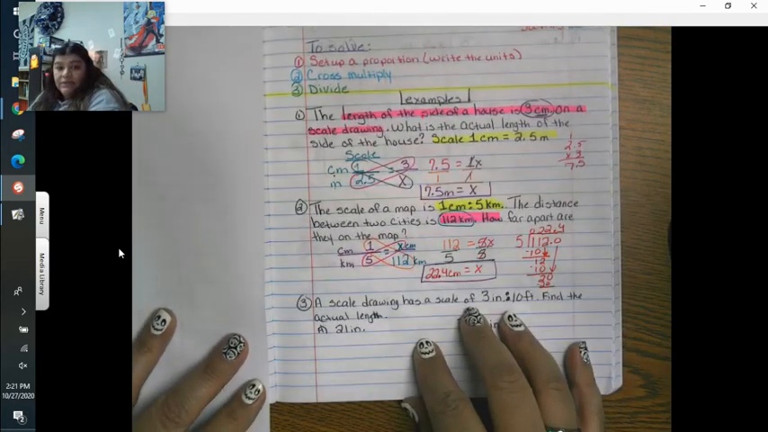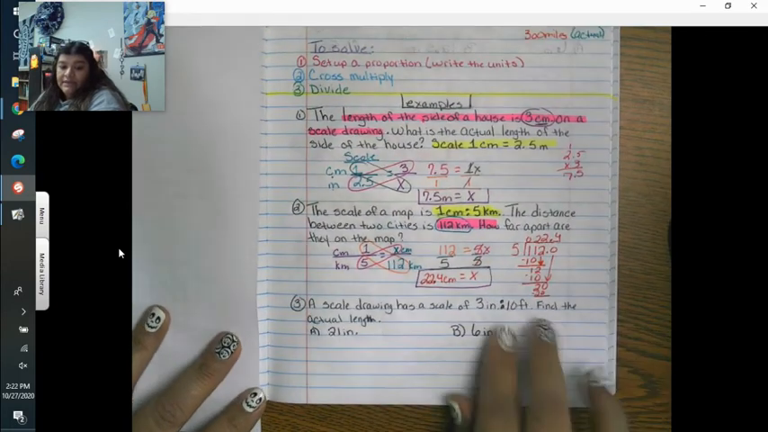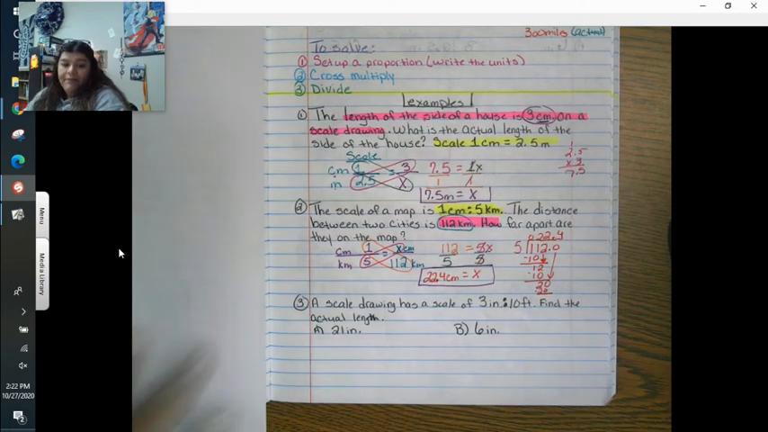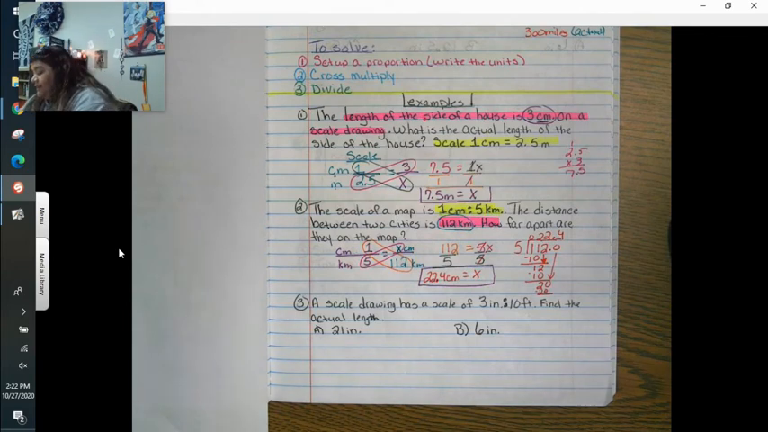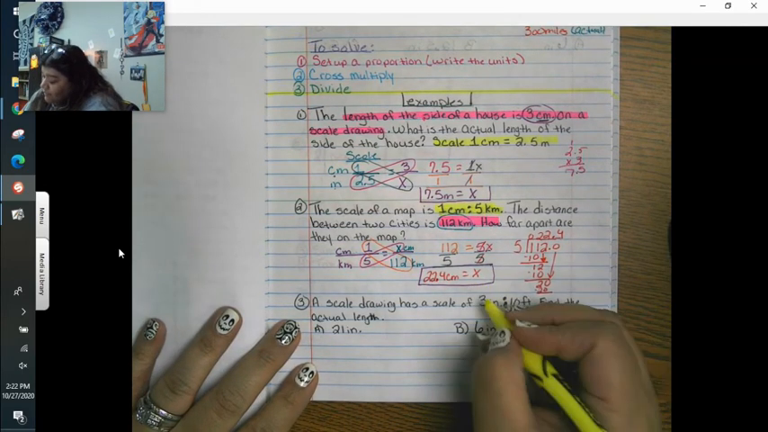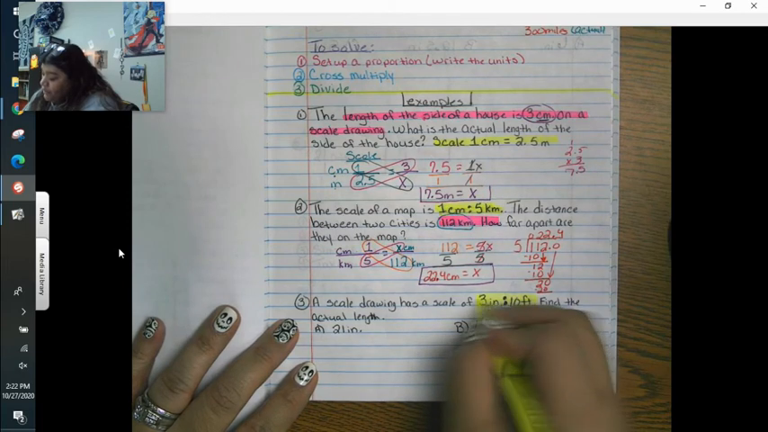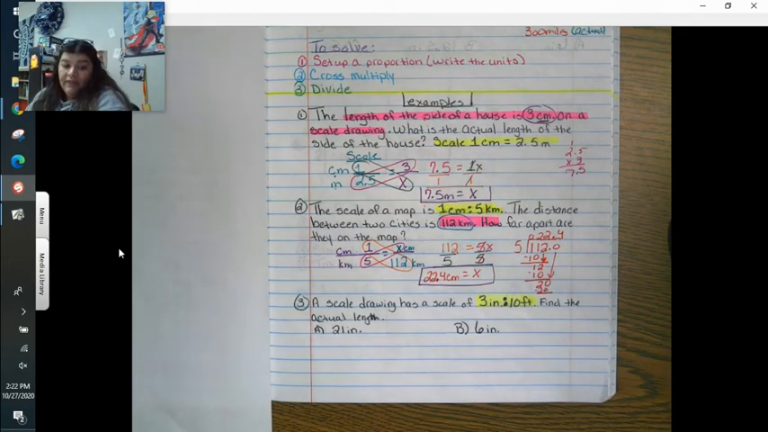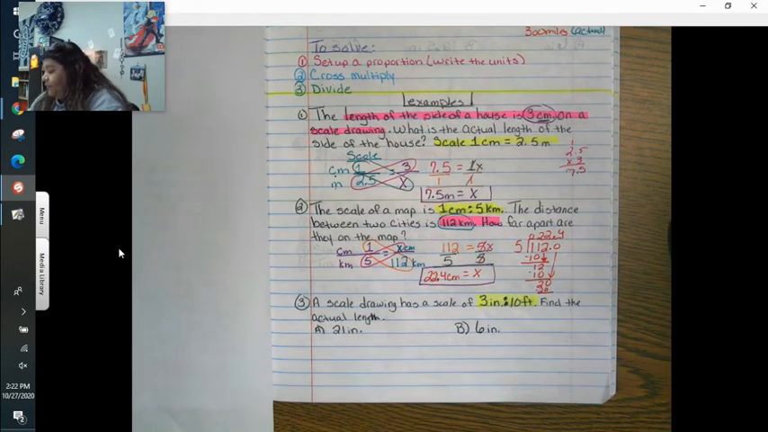So let's take a look at the last ones I have here. And we're going to use this scale for both of these to solve them, okay? A scale drawing has a scale of 3 inches to 10 feet. There's my first ratio. They belong together. We're going to find the actual length of A and B, okay?